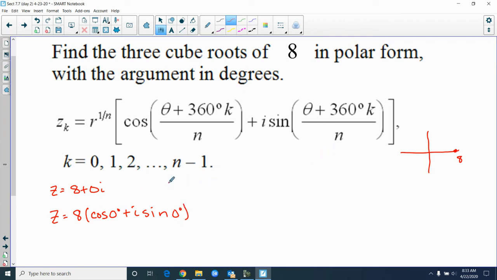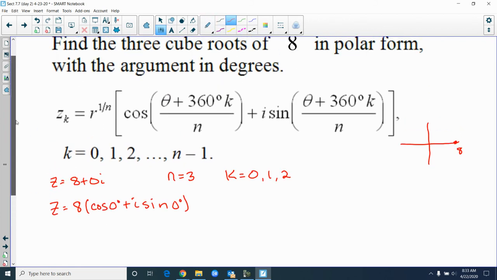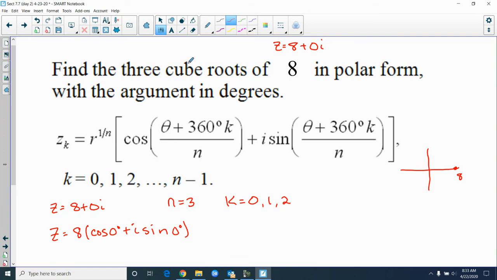And in this case here, since I'm looking for the cube root, n will be 3, and then k is going to go from 0 to 1 to 2, to n minus 1. Again, I've got the formula here as a reference. All right, well, what's this going to look like? So I'm going to tell you there are, in the complex numbers, 3 cube roots of 8. And so let's find those.